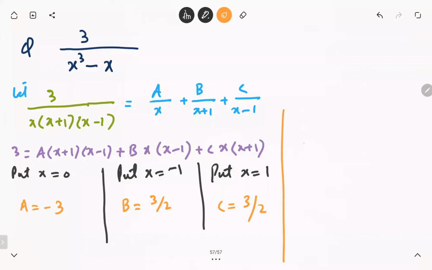So your partial fractions are -3 by x plus 3 by 2 x plus 1 plus 3 by 2 x minus 1. Is that clear? Any question?